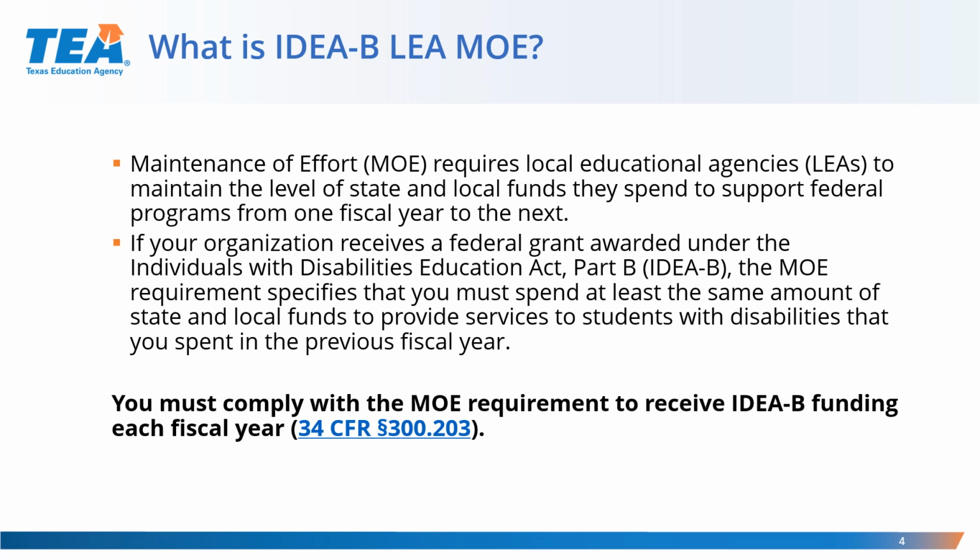Maintenance of effort, also known as MOE, is a federal regulation that requires LEAs who received IDEA-B funds to maintain the same level of state and local spending as they did in the previous year. Whatever you spent last year in state and local, you need to spend this year, and it's a comparison of the 2 years.